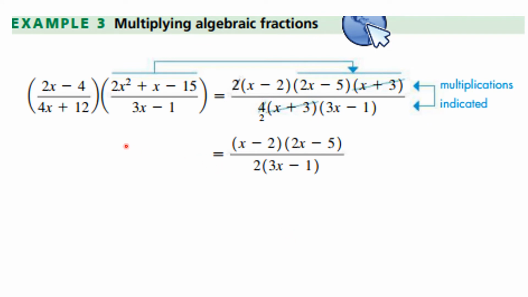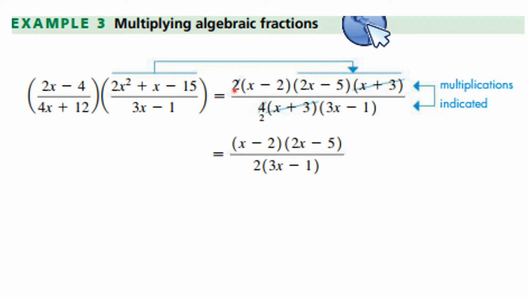Let's look at another example of multiplying algebraic expressions. So this times this, this times this. We multiply first, but now we start looking for common factors, and notice that we factor 2x squared plus x minus 15 into this expression, because we factor completely to see what common factors might cancel.